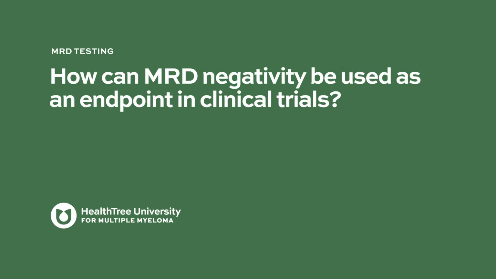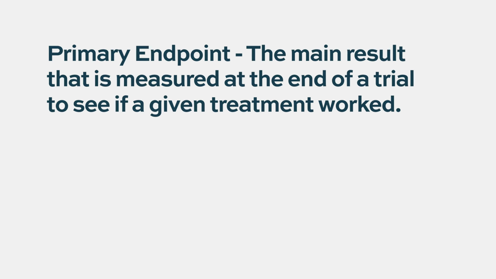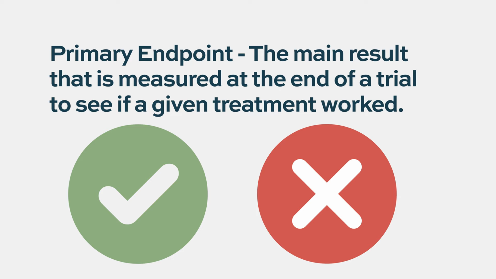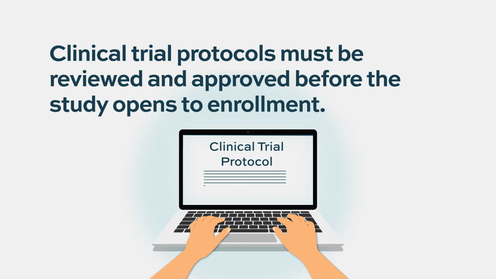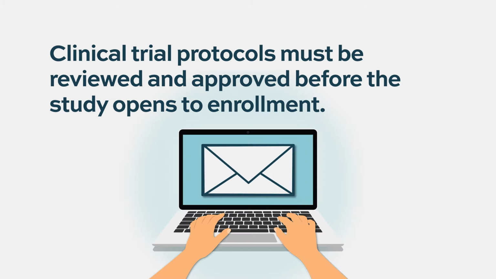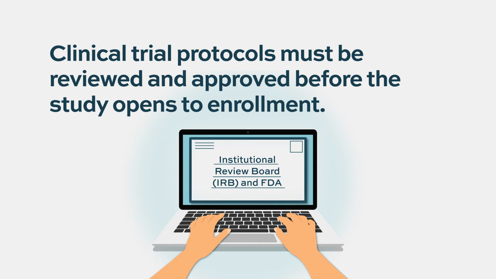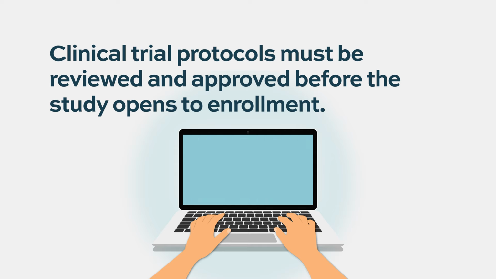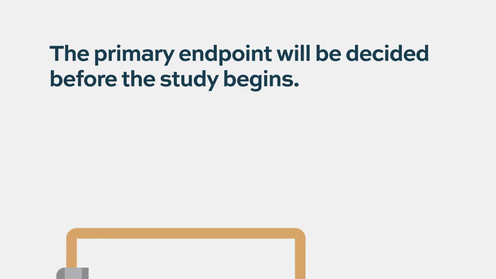How can MRD negativity be used as an endpoint in clinical trials? Every clinical trial has to have a primary endpoint. Otherwise, you would not know if the study is successful or not successful. When a protocol is written, it goes to a scientific review committee, it will go to the IRB, the Ethics Review Board, and it will go to the FDA. All these different instances will always look for what the primary endpoint is.